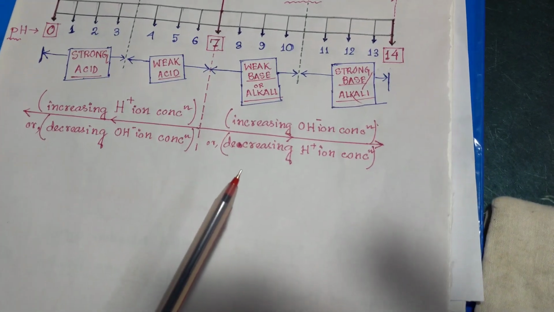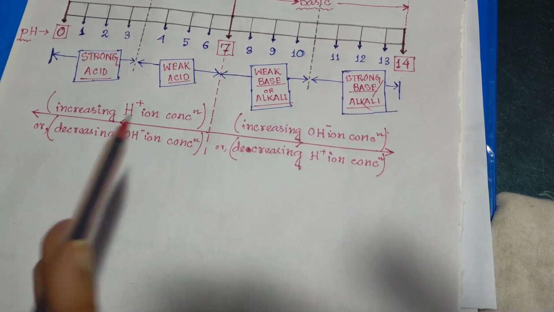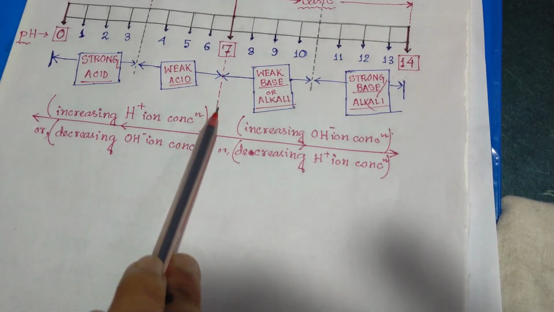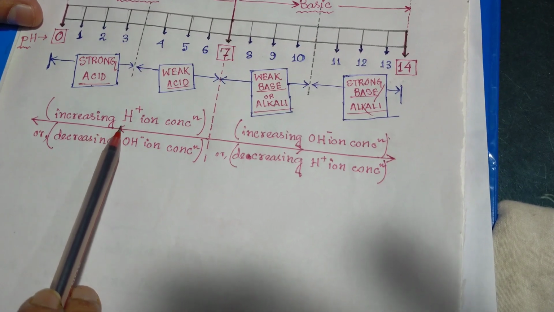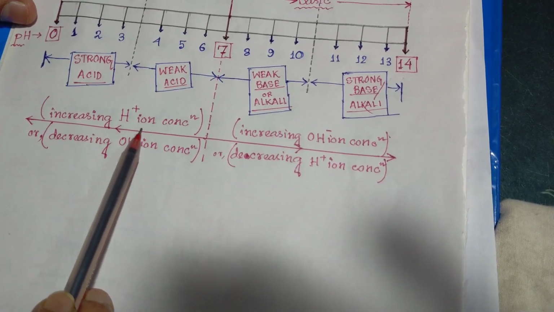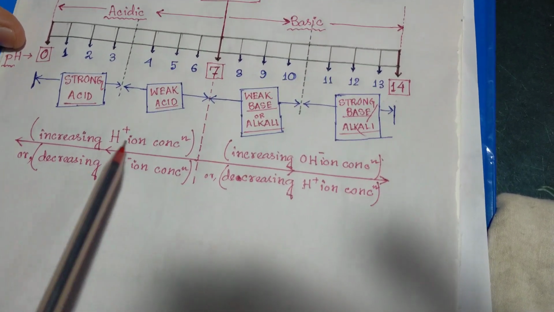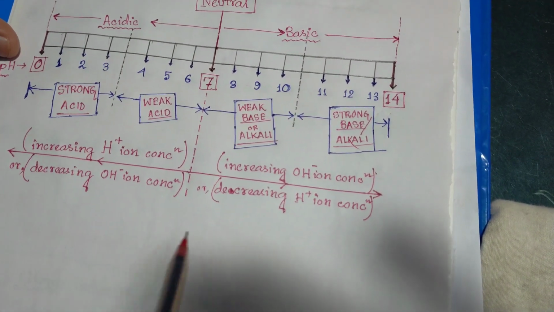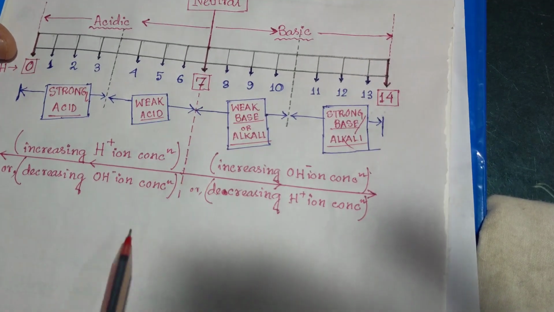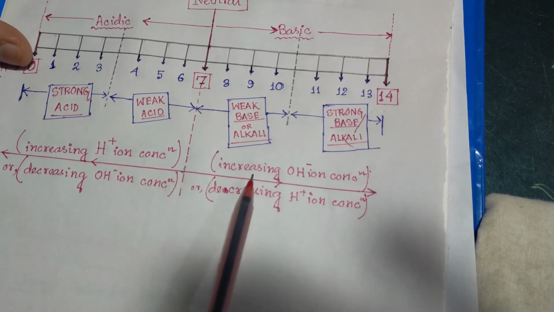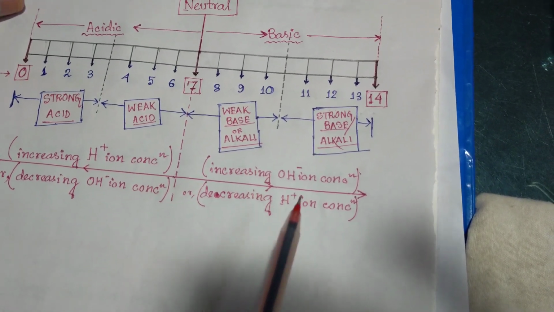Okay students, as we go towards the left hand side from this neutral point, it indicates that in the solution the H plus ion concentration is increasing, that is, it is an acidic solution. And as we go towards the right hand side of this scale from the neutral point, this solution has an increasing OH minus concentration.